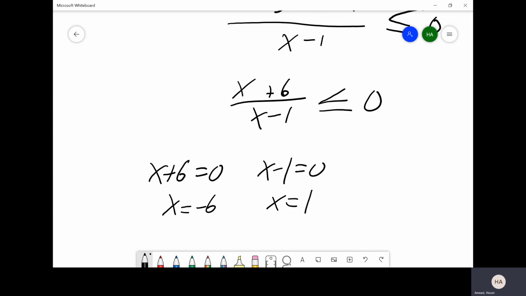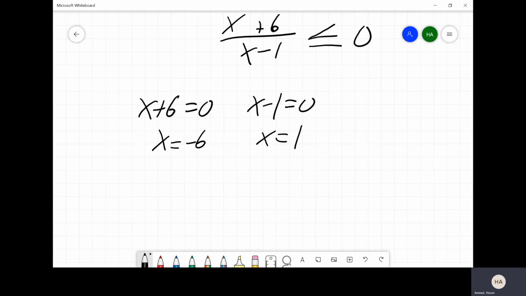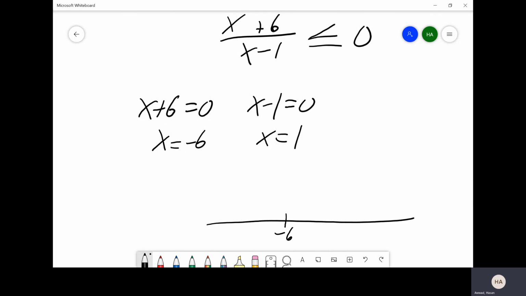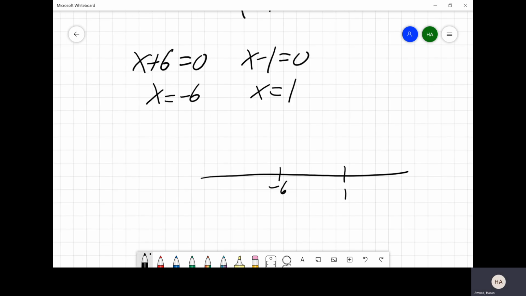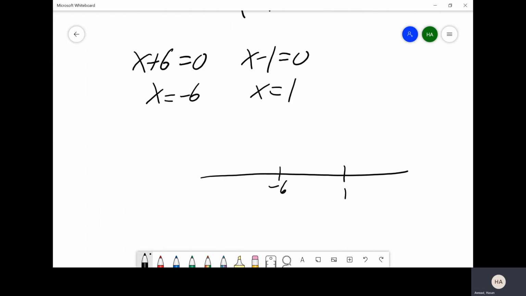Okay. Now, we go ahead and we do the same exact thing. We plot on the number line, negative 6, 1, and I don't really draw this to scale. This is totally fine as long as you just get them in order.